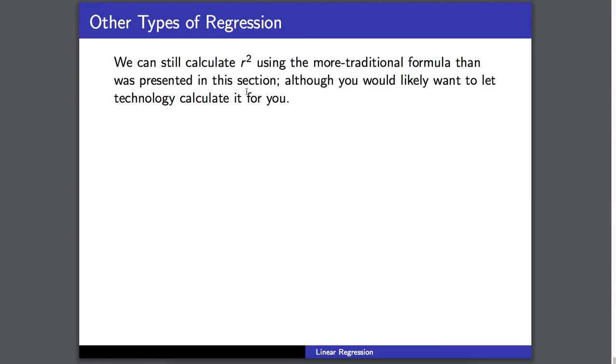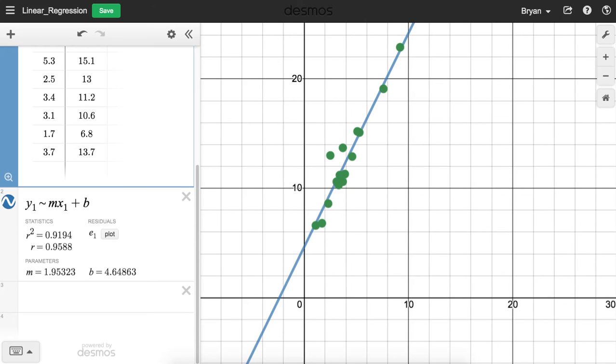So again, if it's not linear, it's not going to give us a value of r, which means how does it get the value of r squared? Well, there's a formula for that, which I'm not really going to get into in this video, because in all honesty, you'd probably want to let the technology calculate it for you. So even in Desmos, you can apply different kinds of equations. This is a linear one.